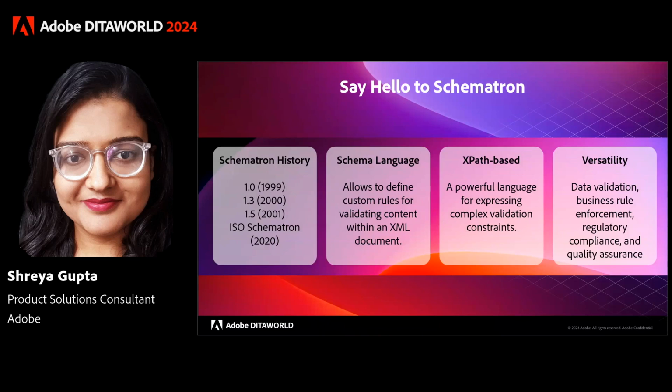Another important point of differentiation is that Schematron is XPath based. Schematron rules are written using XPath expressions, which provide a powerful and expressive way to navigate and query XML documents. This allows for highly granular validation based on the content and the context of the XML data. I'll explain more about the context and how it can be used and what it means in our live demo as well.